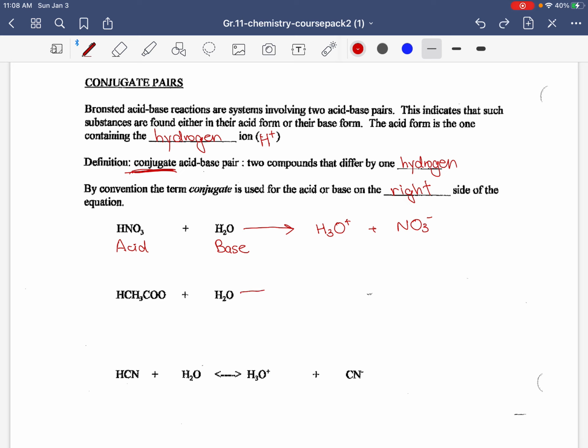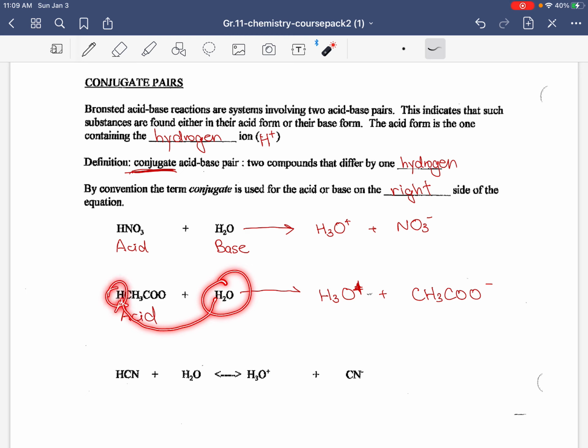The next reaction is based on a weak acid. This is called acetic acid. This is your vinegar, guys. What you get here is H3O+ plus CH3COO-. That's what you're going to get. We can see that this will donate an H to H2O to give you H3O+. So obviously HCH3COO is acting as an acid. H2O is accepting this H to become H3O+, which means H2O is acting as a base.